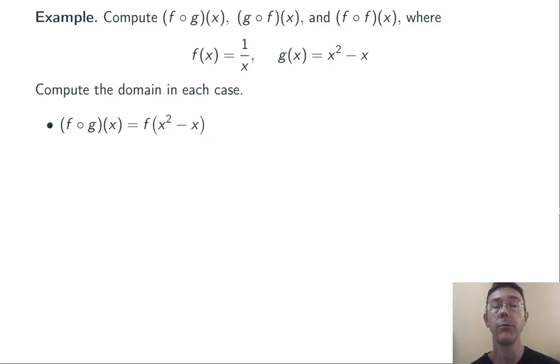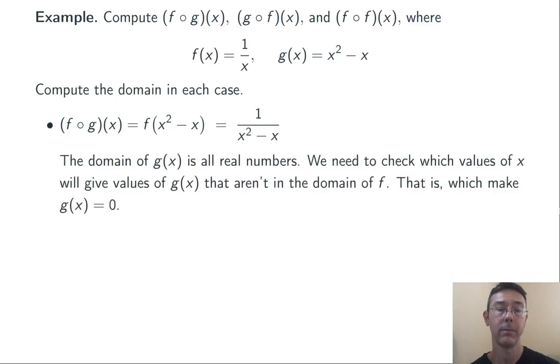Here I'm taking out g of x and replacing it with its formula, f of x squared minus x. Now I'm looking at the formula of f of x, taking out the x in that formula, and replacing it with x squared minus x, like so. This is f composed with g of x.